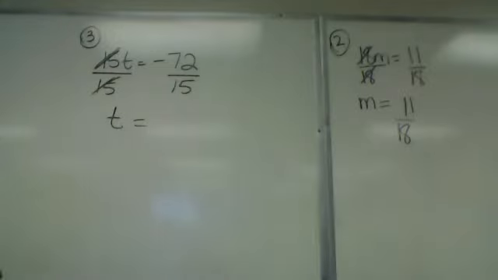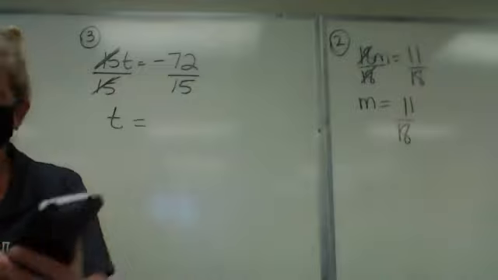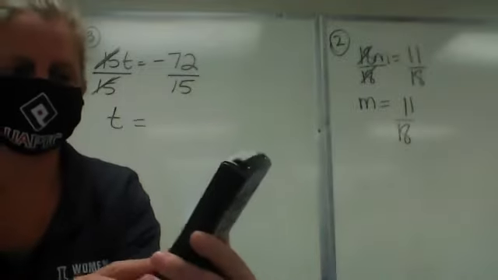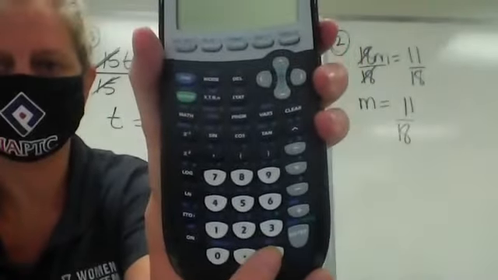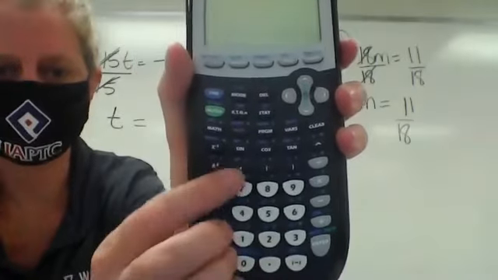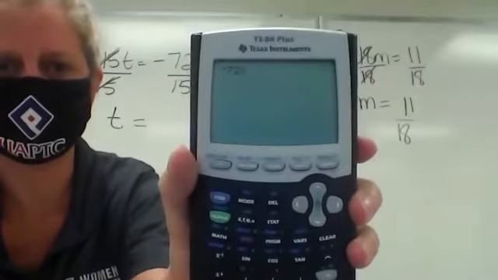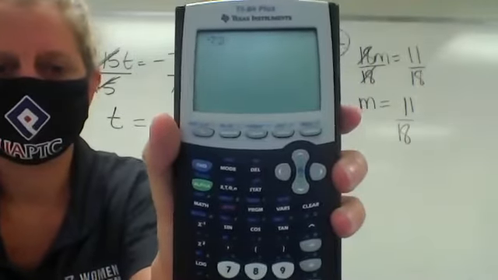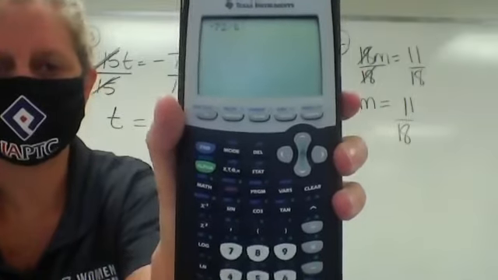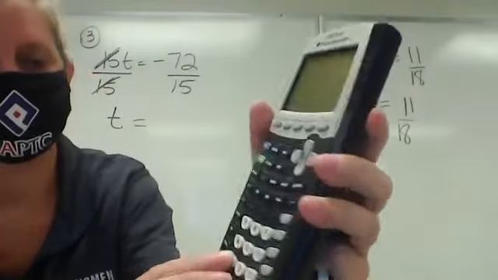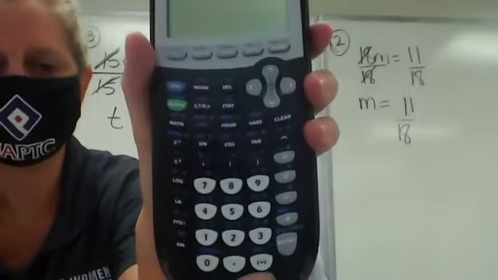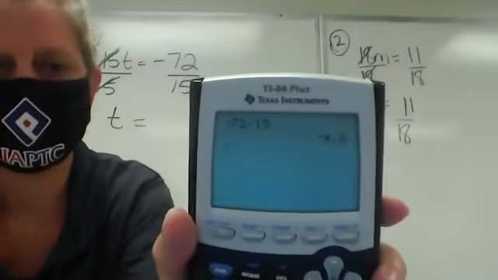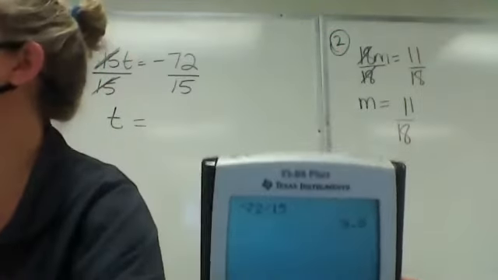So again, I would punch that in this calculator, right? So remember, let me clear it out. Your negative button is down here at the bottom below the 3. So negative 72 divided by 15, and then hit enter. Now look, it gives me negative 4.8.